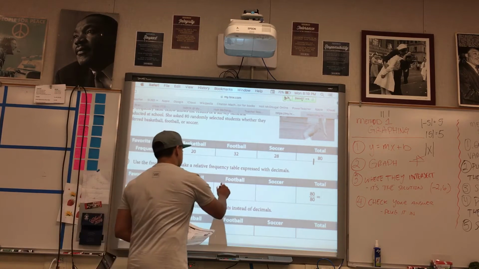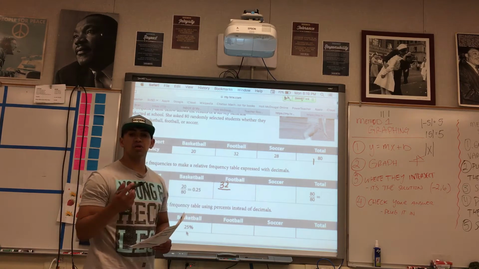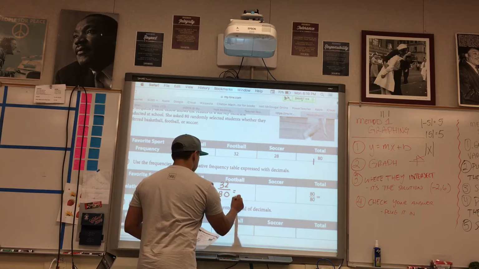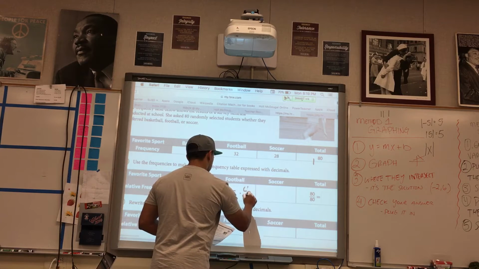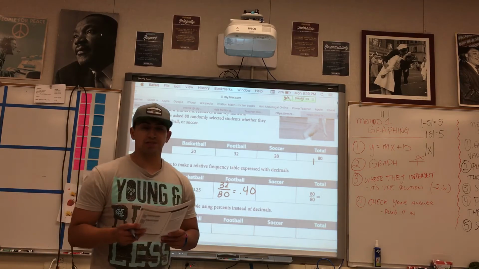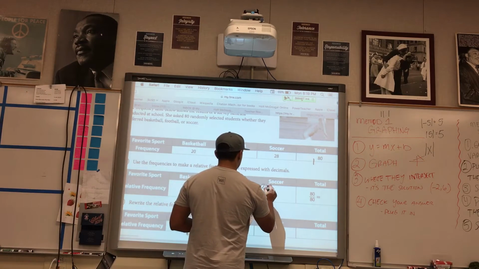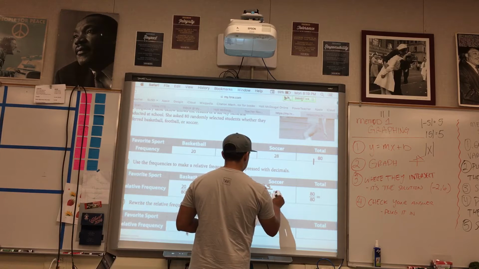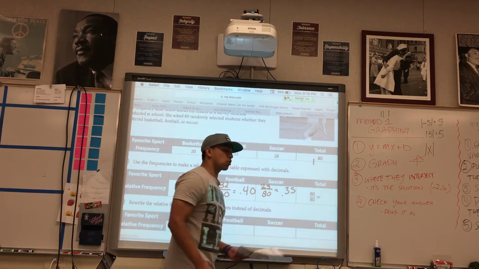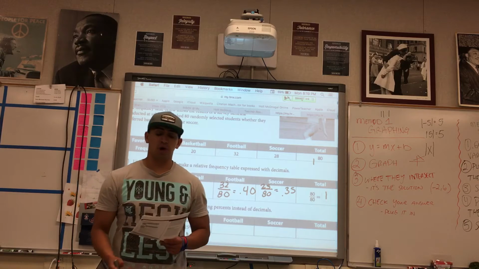For football, 32 selected that as being their favorite sport. Now we're going to divide that by the total number of participants in the survey, again, which is 80. This equaling 0.4. 0.40. Now for soccer, 28 students selected it as being their favorite sport. Again, we're going to divide that number by the total number of participants, which is 80, and that is going to be 0.35. For the total, it's going to be 80 divided by 80, which is 1. Anything divided by itself is always 1.